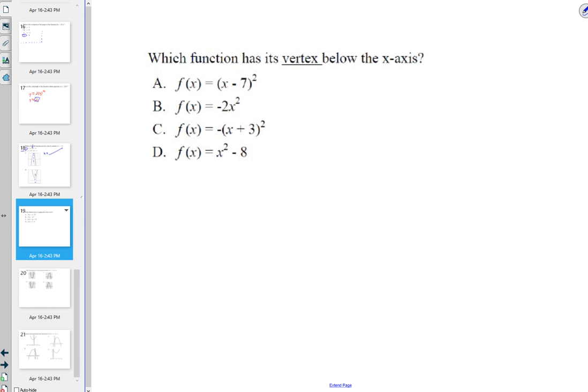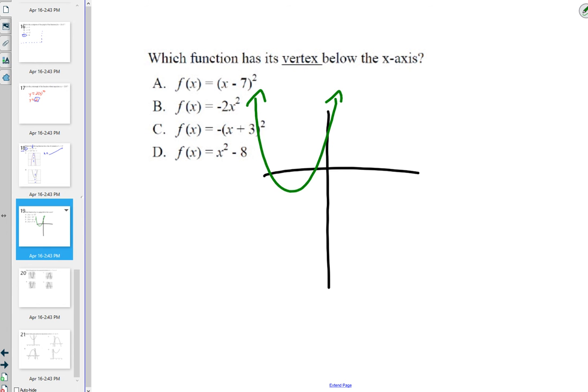Which function has its vertex below the x-axis? These are all quadratic. We just talked about an example of this. So they want to know which one of these satisfies this. Well, actually, you know what? This could either look like this, or it could look like this, either one, because it's only talking about the vertex. This vertex here for D is at 0, 8, because there's no B term, so I can treat this as vertex form.